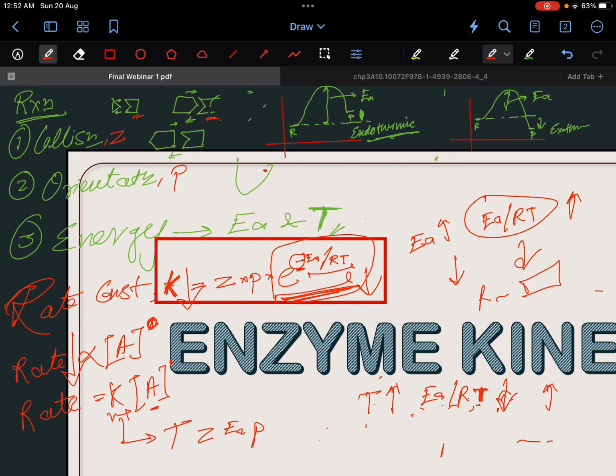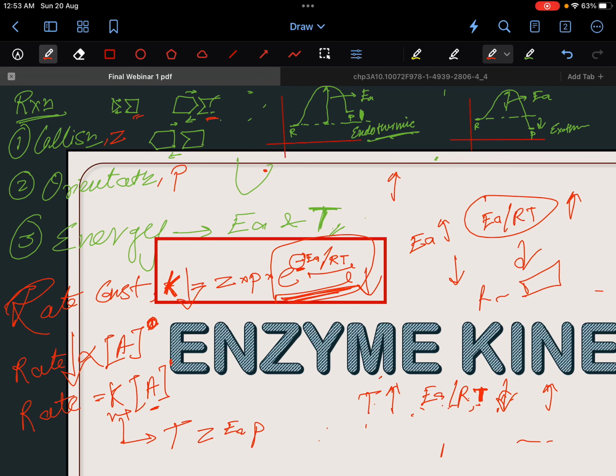So at higher temperature, the rate of reaction will increase, and this also makes sense. When the temperature is high, the collision will be more. Maybe the orientation is not perfect, but the collision will be more, and the e to the power minus Ea by RT part will be more. So the rate constant will be very high. When temperature is high, rate of reaction is high. When the activation energy is low, the rate is again high or fast.